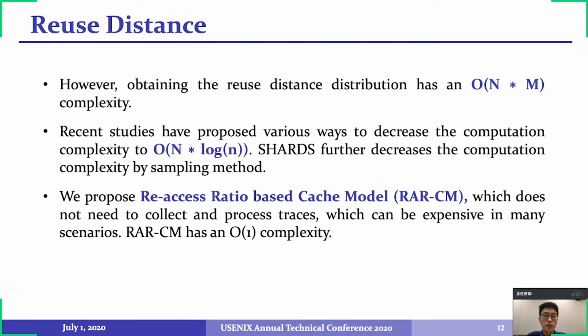Different from previous works, in this study we propose a real access ratio-based cache model to get the overall reuse distance distribution, which does not need to collect and process I/O traces, with an O(1) complexity.